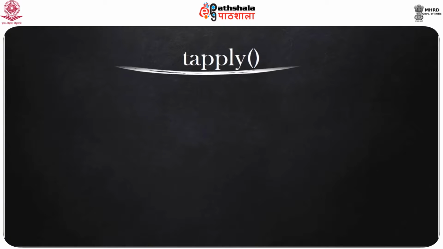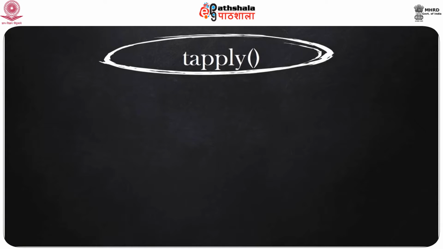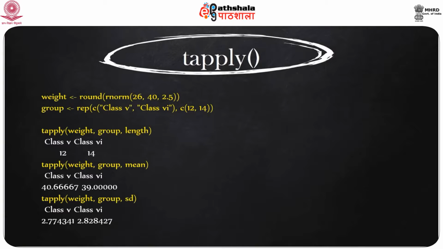Next, have a look at the tapply functional. Suppose we are dealing with a data set corresponding to 26 students. We can always simulate the data. So, let us simulate it. We are expecting the weights to come around 40. So, let us simulate a set of 26 data points from a normal distribution with mean 40 and standard deviation 2.5. Additionally, we are rounding these numbers off. So, we are storing these data points within the variable weight.